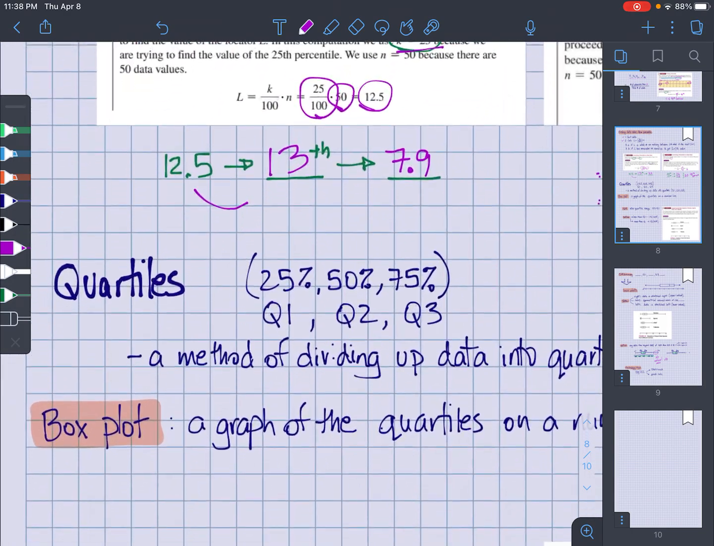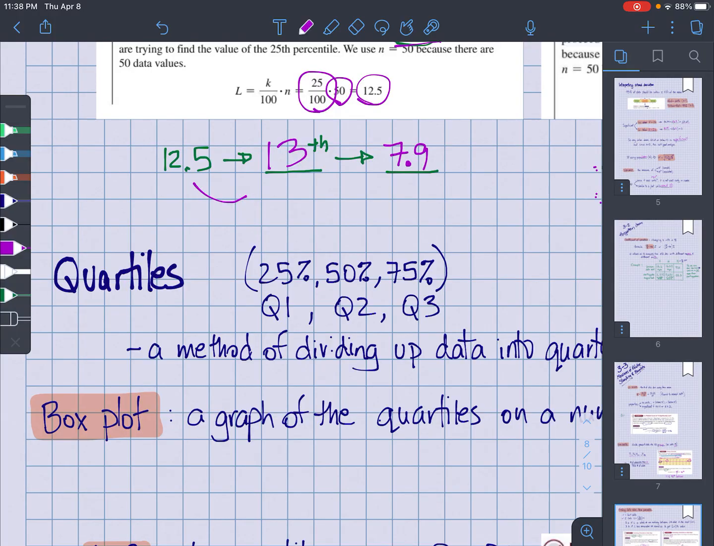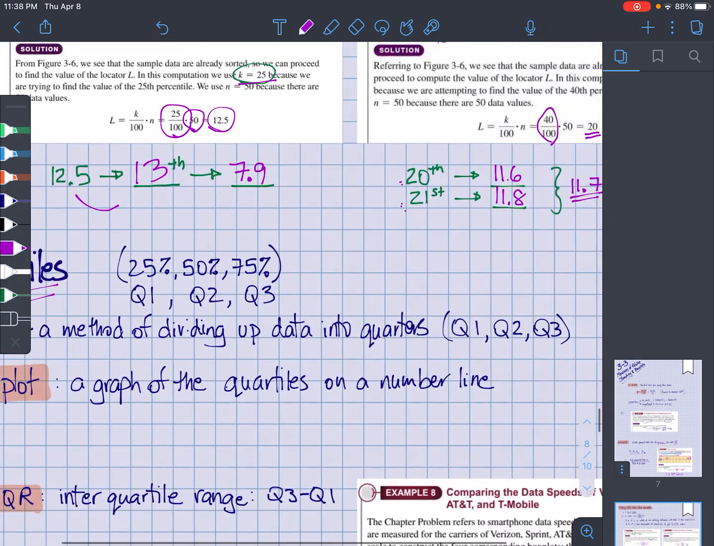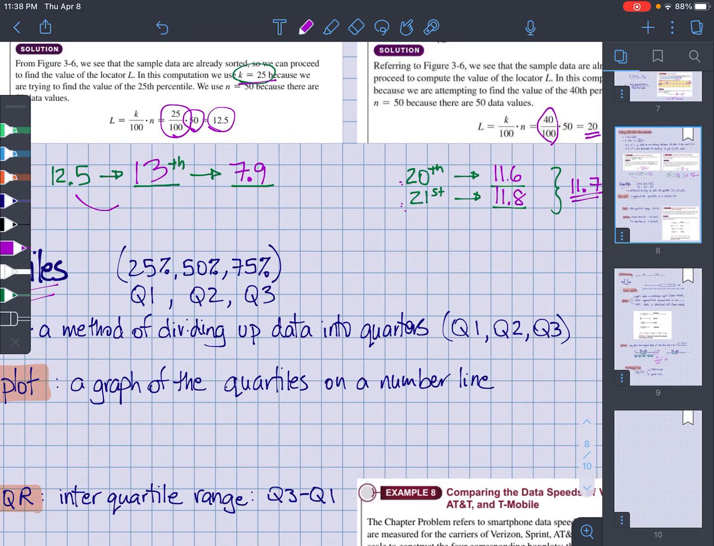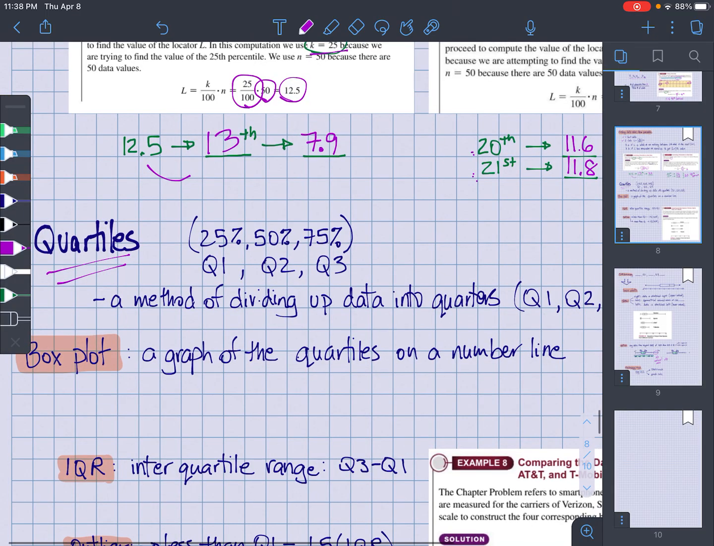All right. We close with kind of a simple concept. That was the toughest one that we just went through. Quartiles. Quartiles, as you might expect, is the 25, the 50, and the 75. We label those as Q1, Q2, and Q3. It's a method of dividing up the data into quarters. When we graph those, we create a box plot, and it's a graph of the quartiles on a number line.